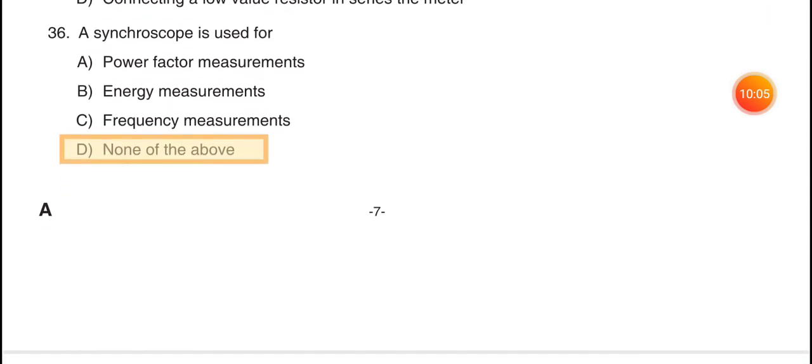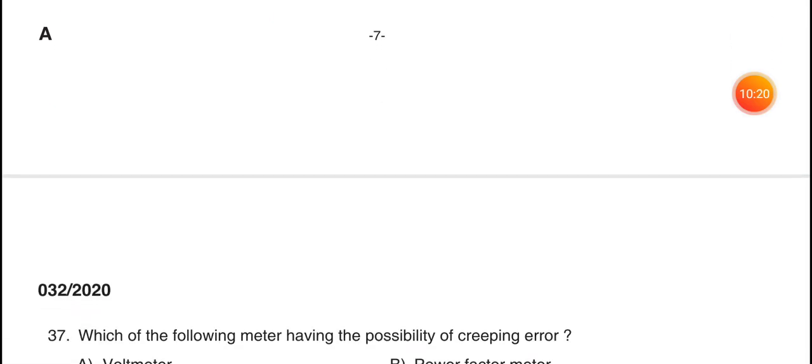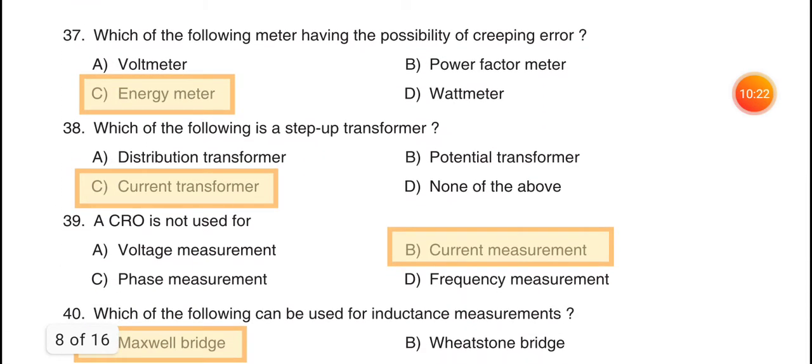36. A synchronoscope is used for options: power factor measurements, energy measurements, frequency measurement, none of the above. Answer is option D, none of the above. 37. Which of the following meter having the possibility of creeping error? Options: voltmeter, power factor meter, energy meter, watt meter. Answer: energy meter.